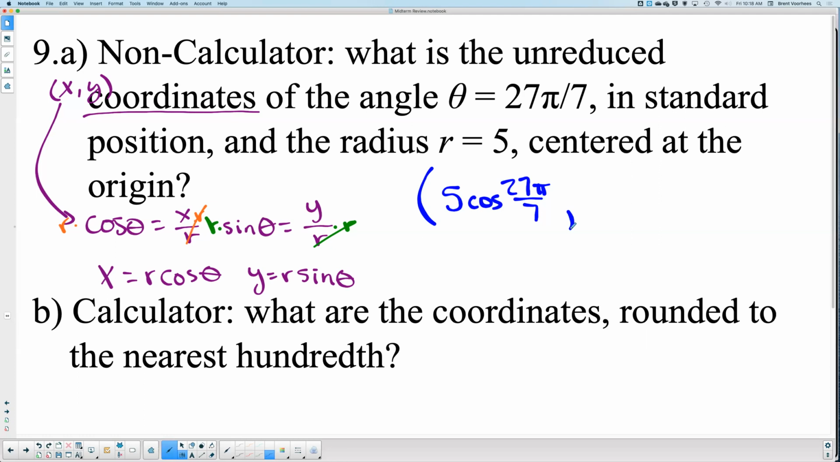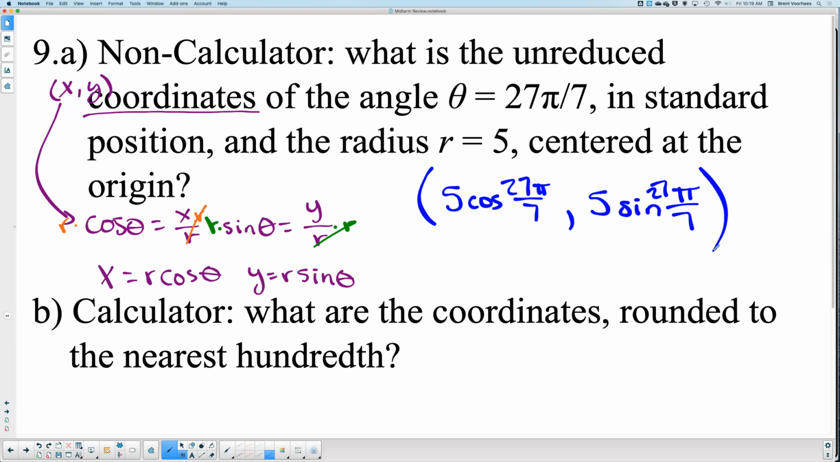Let's see, it's less than 4 pi. Just less than 4 pi. So it's in the fourth quadrant because it's not quite an even pi. It's almost there, but not quite there. So it's fourth quadrant. Okay, that would be our X. What's our Y?